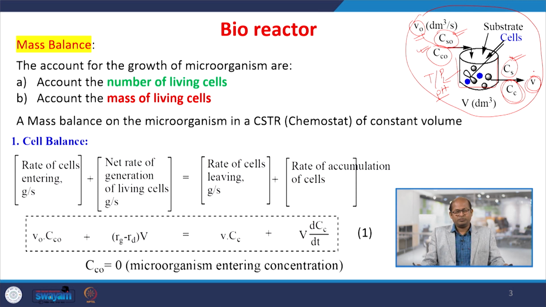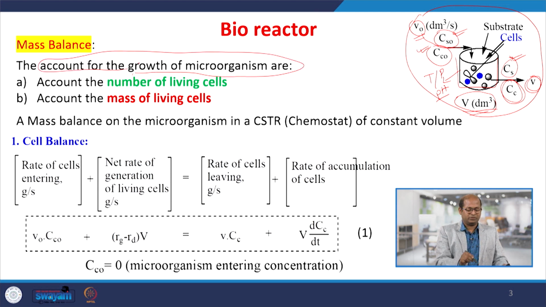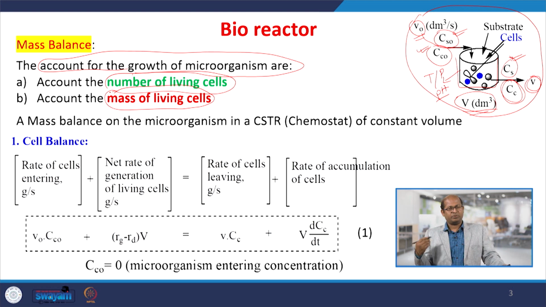If there are volume changes, then V would be different. If there is no volume change, then V0 equals V. For liquid phase reactions, in most cases we do not consider volume changes, as they are very rare, and V is the total volume of the reactor. Okay, so when we do the mass balance, the growth of the microorganism has to be counted, and that counting is based on the number of living cells or the mass of living cells.